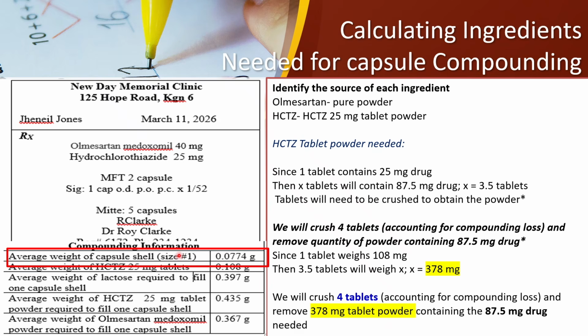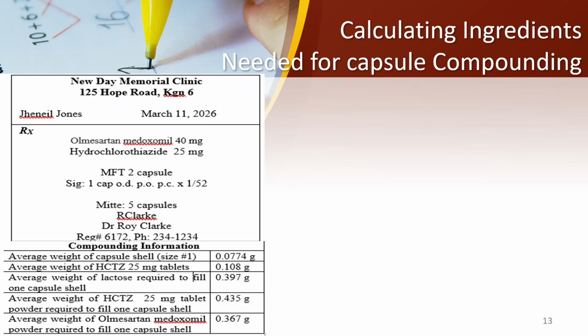Where did we get the 378 from? We got it from the weight of the tablet. The average weight of each tablet here is 0.108 grams per tablet. So if one tablet weighs 108 milligrams, then 3.5 tablets are going to weigh 378. The takeaway from this is we're crushing 4 tablets. We're not going to crush 3.5. We're going to crush 4. Obviously, we're going to get more than what we need. And then we weigh the tablet powder that has the equivalent amount of the drug we need.